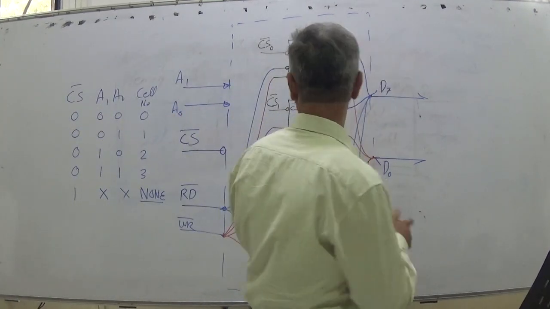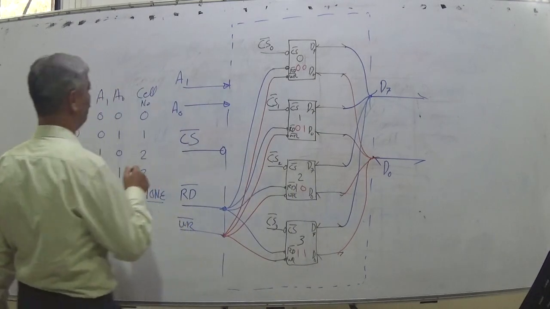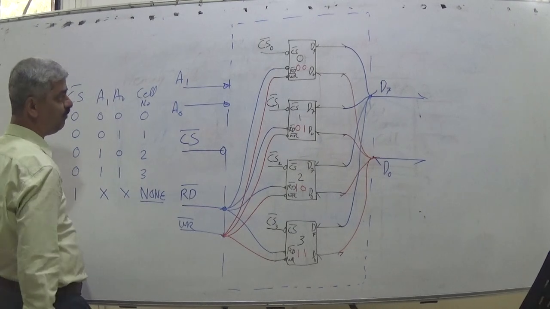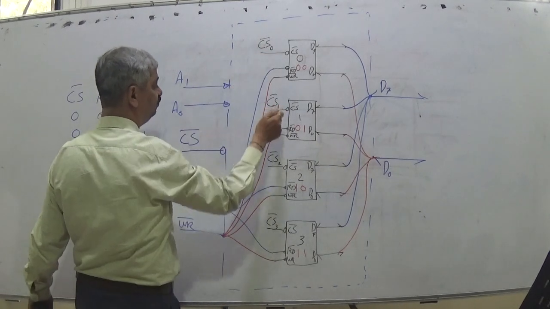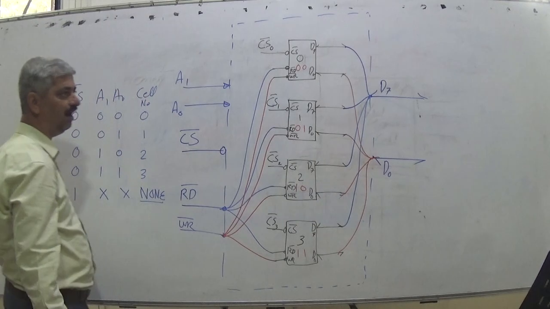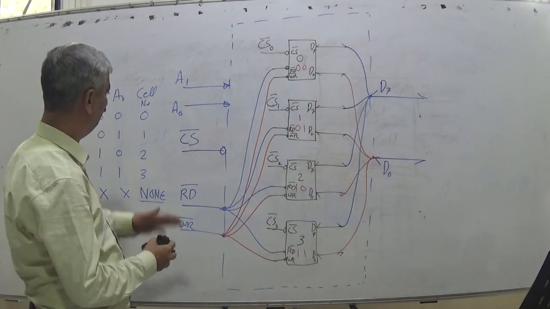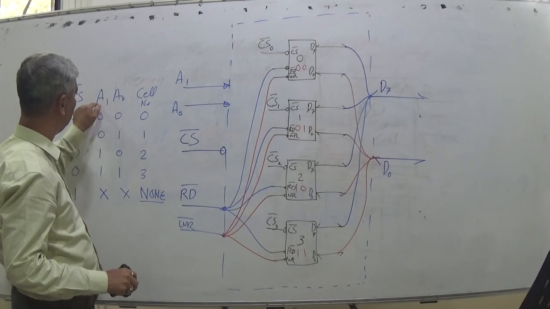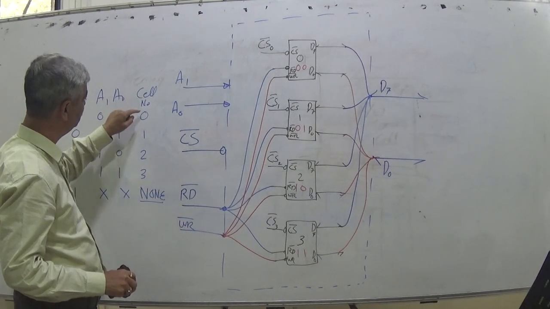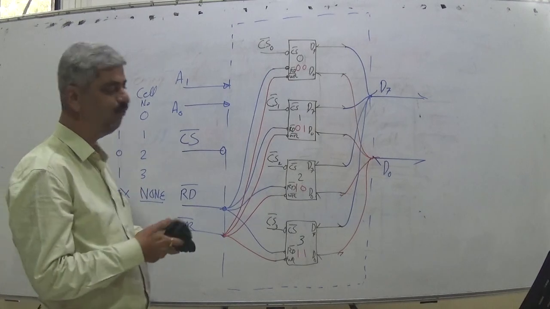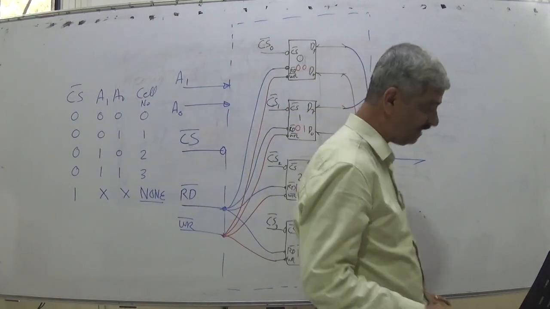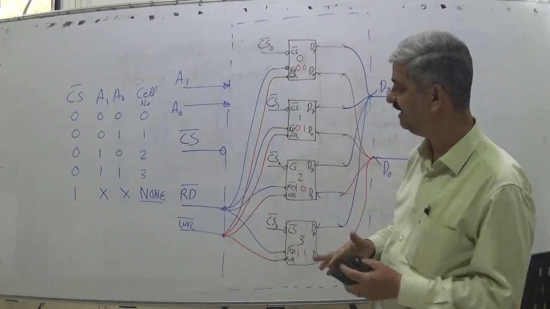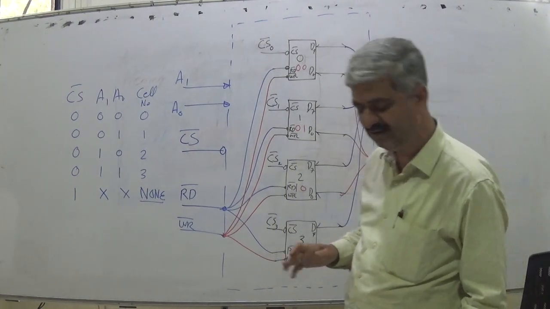So, how many inputs are there for this system? 1, 2 and 3. How many outputs do I want? 1, 2, 3 and 4. How are the outputs? Out of these, one is an enable line, and these two are select lines. Two select lines, four output lines. Whichever is selected becomes low. This is called a decoder or demultiplexer.